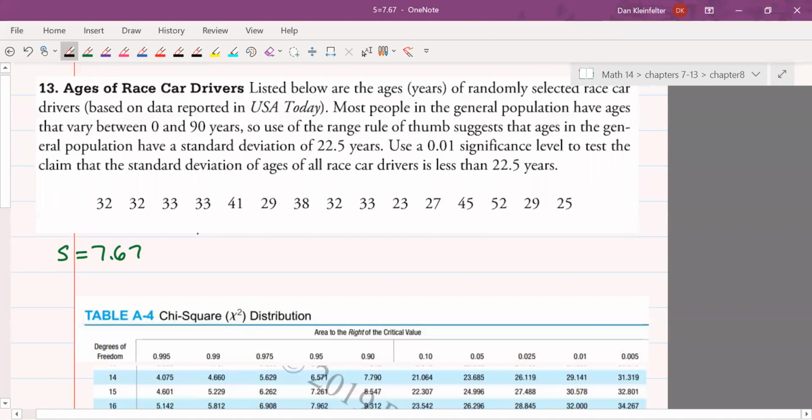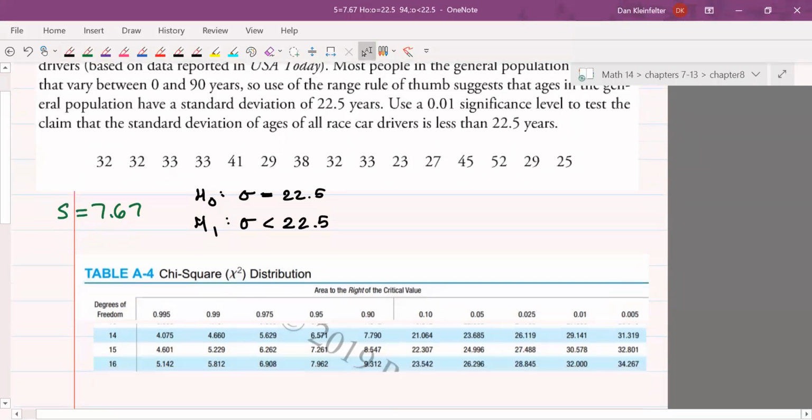All right, so hypotheses first. To save us a little time, I've gone ahead and calculated the sample standard deviation. The sample is shown here. So the claim is that the standard deviation is less than 22.5 years. So then the alternative we'll say is going to include the equals case. We'll have it equal to 22.5.